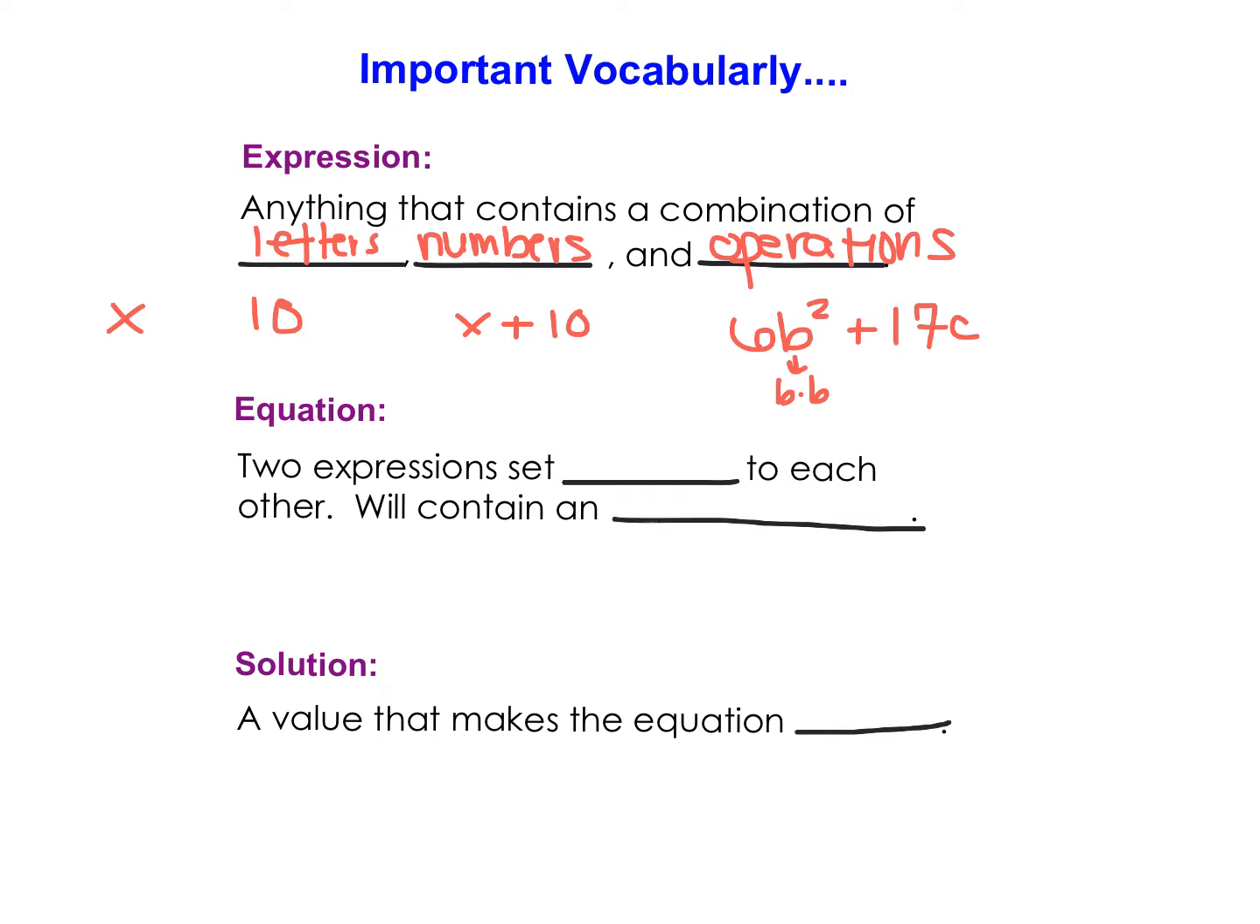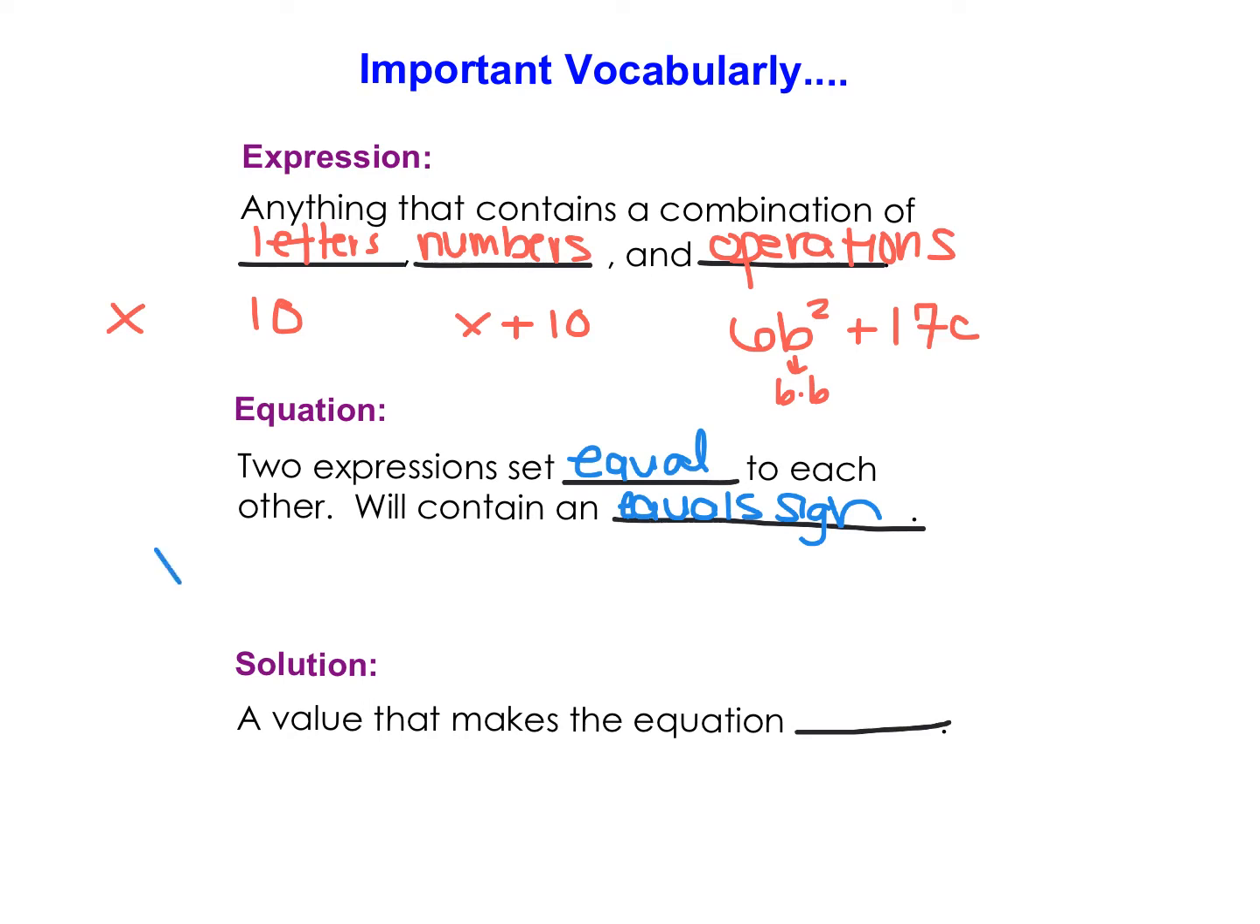Then from here, an equation is something a little bit different. An equation is two expressions set equal to each other and will contain an equals sign. So what this means is that an equation and an expression are two different things, and our vocabulary does matter. An expression contains just letters, numbers, and operations, while an equation contains an equal sign that sets two expressions equal.